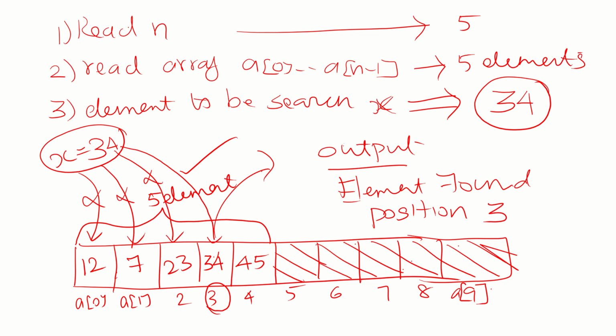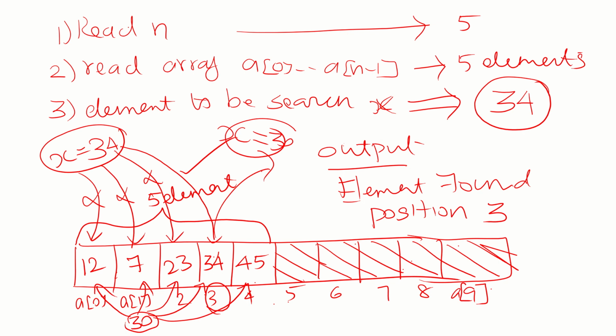Same thing, if you want to search for a number, say 30, say x is equal to 30. We compare 30 with the elements one by one. First one, second position, third position, fourth position and fifth position. Is it matching? No. If it is not matching, it will come out and say element not found. So this is how the program is going to work.